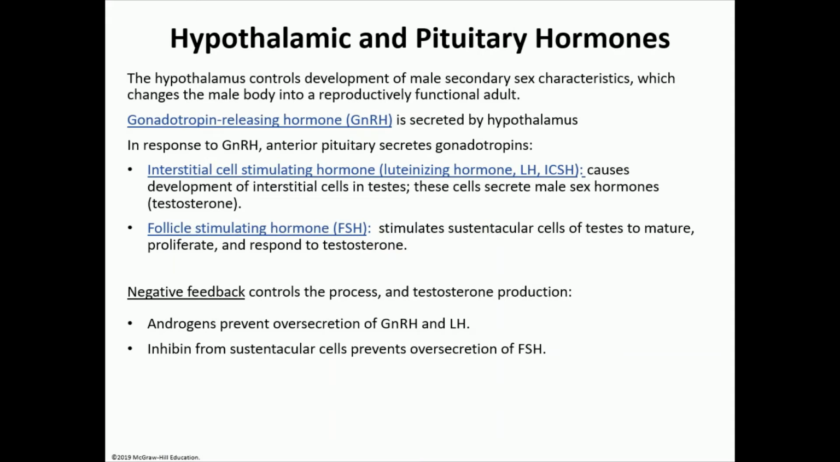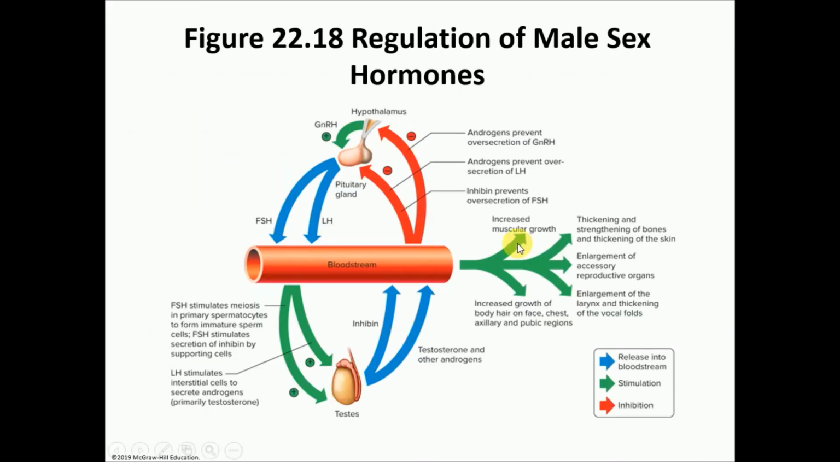By negative feedback, you'll see that the production of androgens is going to prevent the oversecretion of gonadotropin-releasing hormone from the hypothalamus and luteinizing hormone from the anterior pituitary, while inhibin, which is a hormone produced by the sustentacular cells, will prevent the oversecretion of FSH. So you can go to this diagram and take a look at that whole feedback loop.